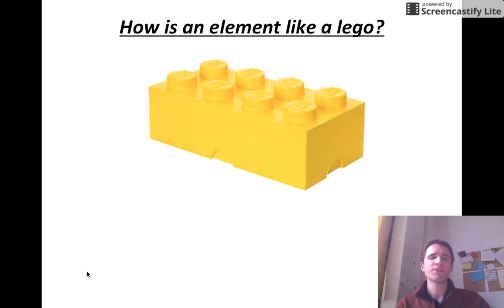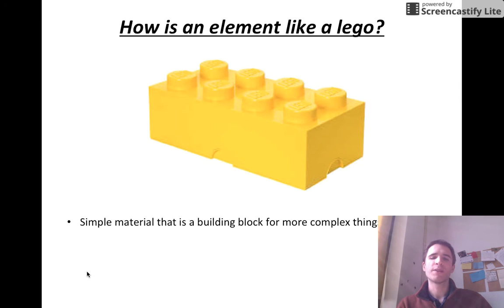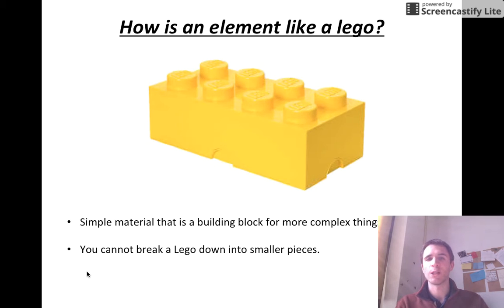And elements are kind of like Legos. How is an element like a Lego? Elements are like Legos because Legos, just like elements, are the simple material that is a building block for more complex things. Additionally, you see this little yellow Lego on the screen. You can't break down that yellow Lego into smaller pieces, just like you can't break down an element, let's say iron, into different pieces.